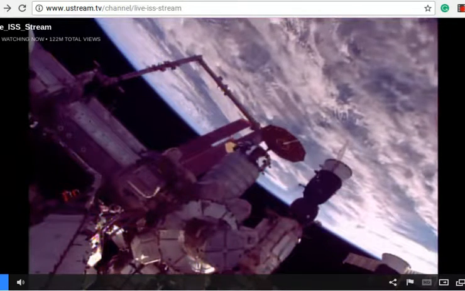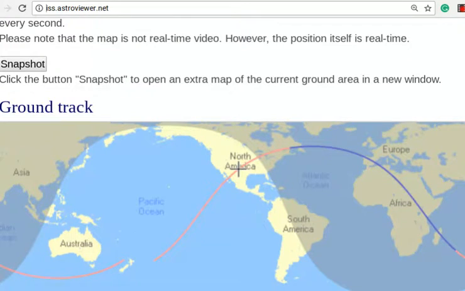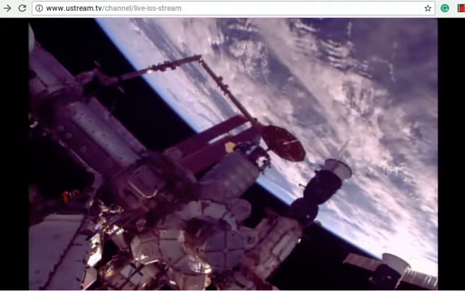And if I switch over to this other screen here, you can see iss.astroviewer.net shows the International Space Station. It just crossed over a little bit of Mexico, and I think it's over Texas about now, passing over North America anyway, over parts of the United States at the moment.